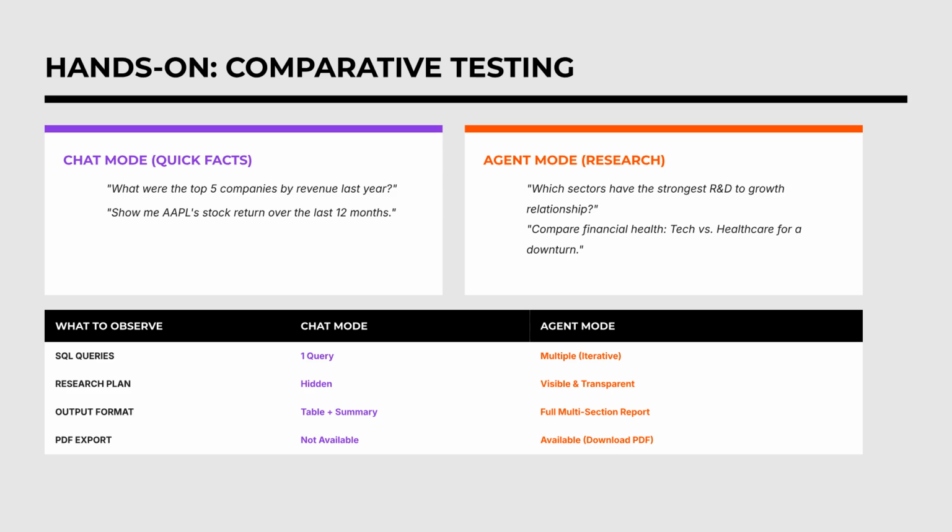Finally, let's do a quick hands-on comparison so you can see the difference in action. In chat mode, ask what were the top 5 companies by revenue last year. You get one fast query and a clean table. In agent mode, ask which sectors have the strongest R&D to growth relationship, or compare financial health between tech and healthcare in a downturn, and you get a full multi-section report with a visible research plan and PDF export. Chat mode equals speed and precision. Agent mode equals depth, reasoning, and professional insights. Now you know exactly when to use each one.